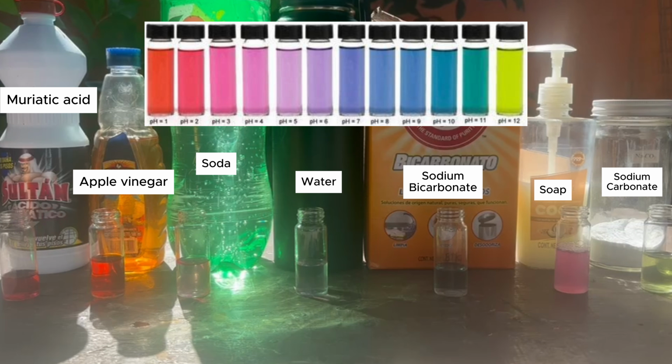As you can see here, the only solution that changed to a color different than what it was supposed to was the soap one. I thought it would change to a blue color, but it changed to a pink one instead. This means this solution was more acidic than what I thought. Either way, the pH indicator seems to work perfectly.